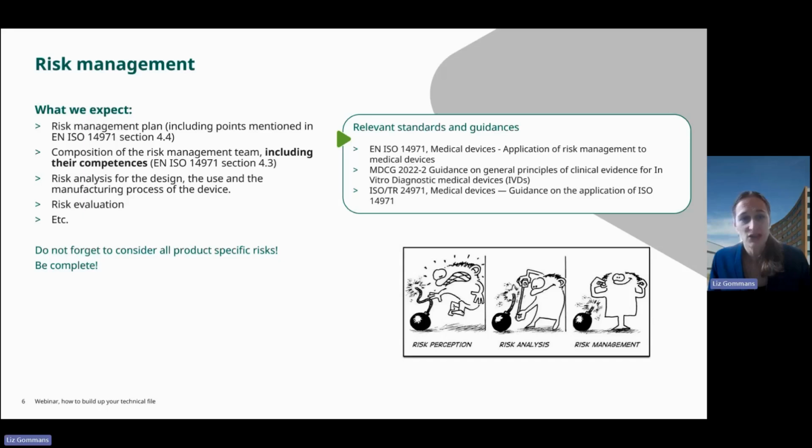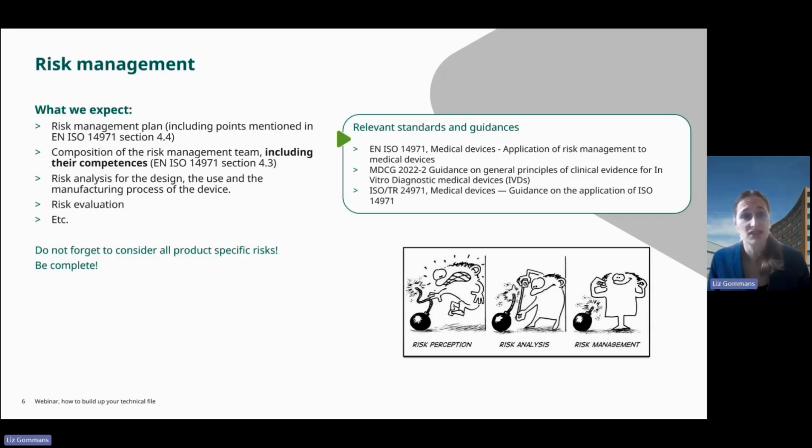Also, we need to know the composition of the risk management team, including their competences. So this is often forgotten. So the competences, what we expect to see here is that you inform us why this person is suitable to have an opinion about the risk management, basically. So their educational background, their working history, these kind of things we expect to see here in order to have a proper assessment to see if the risk management team is acceptable or not.